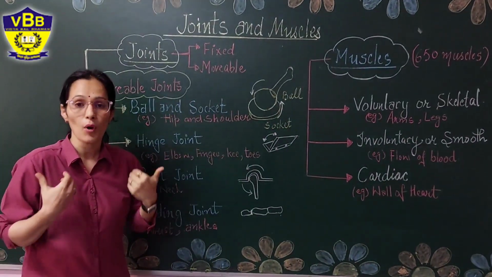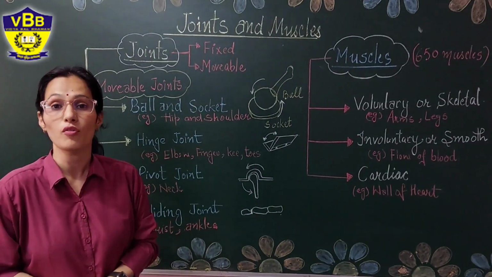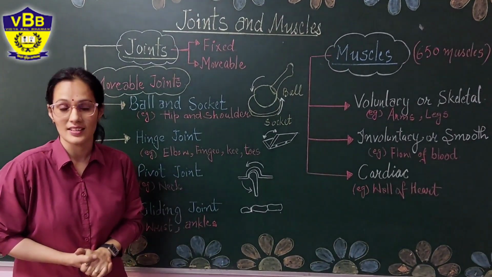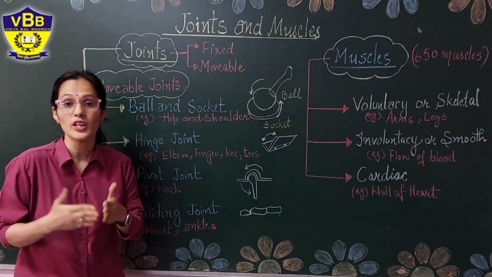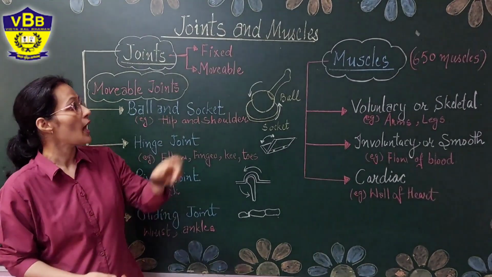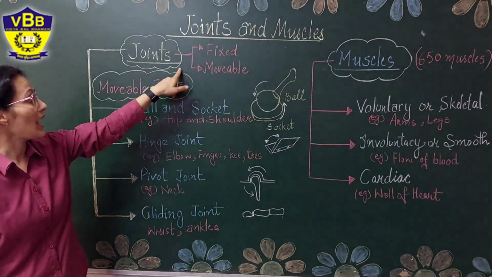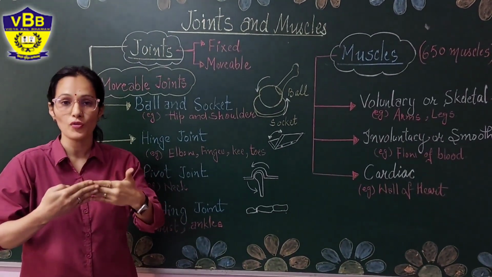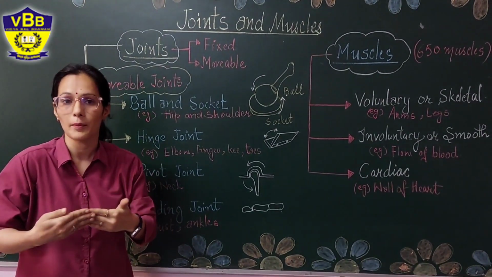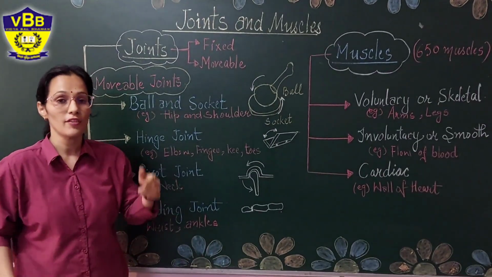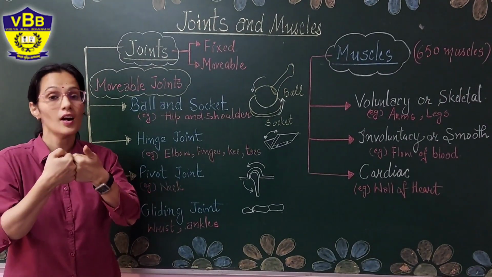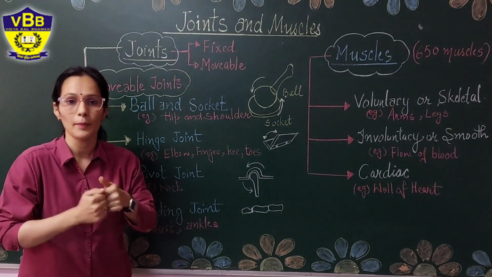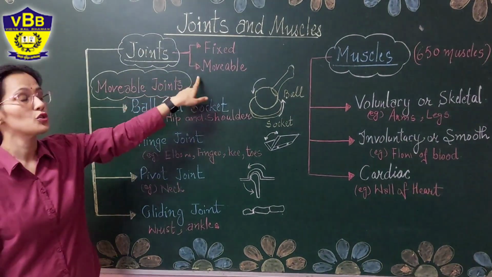You know, in our body is the framework of bone, that is called skeletal system. So one bone is joined with another bone with the help of a joint. So that is joint. When two bones are together with the help of a tissue, that is called ligament. Ligament is the tissue by which one bone is joined with the other bone. So that is ligament.